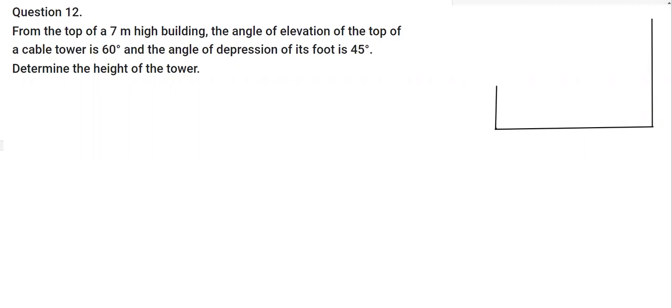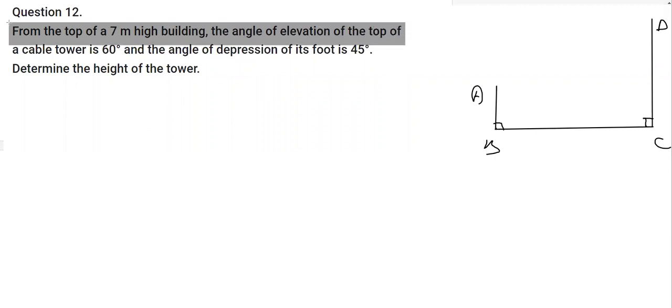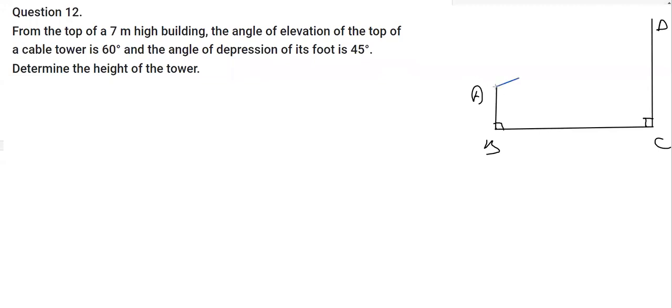Let's name this figure as A, B, C, and D. Mark this as 90 degrees, this as 90 degrees. Now, when you read this question, it says that from the top of a building, there is an angle of elevation of the top of the tower. And you know that the angle of elevation is always formed for a bigger structure. That means AB must be the building. As you can see, there is an angle of elevation made from the smaller to the bigger structure.